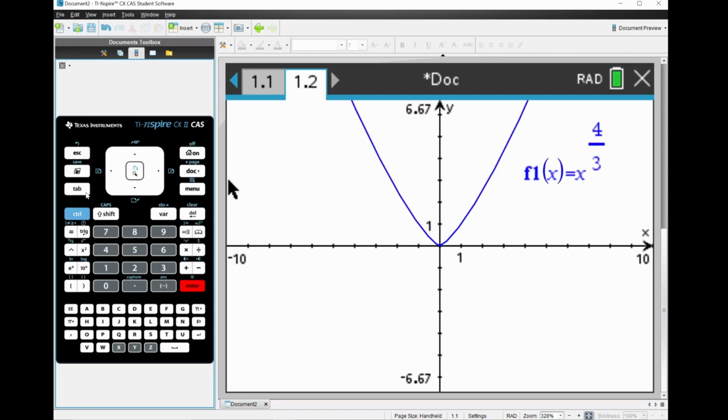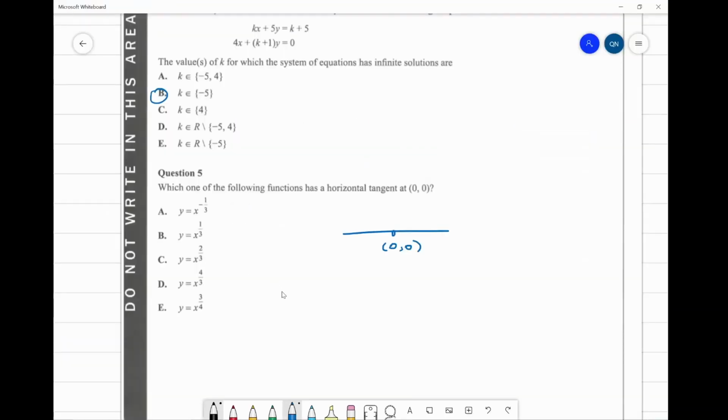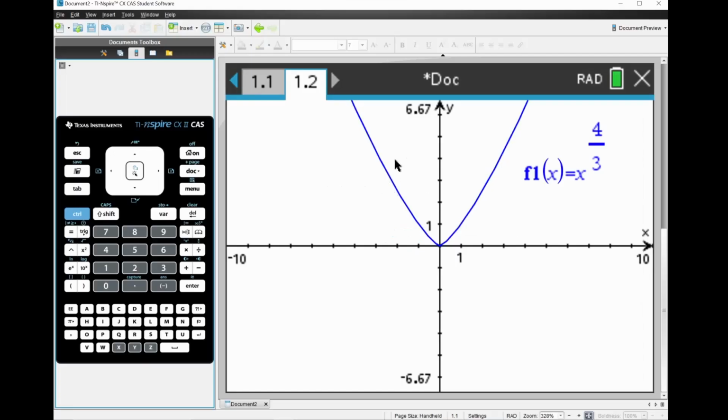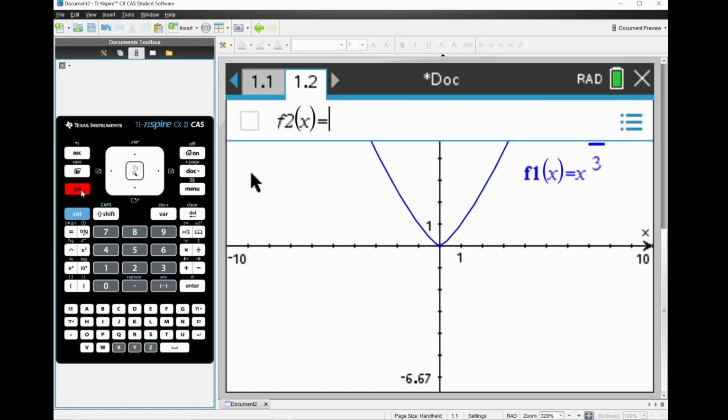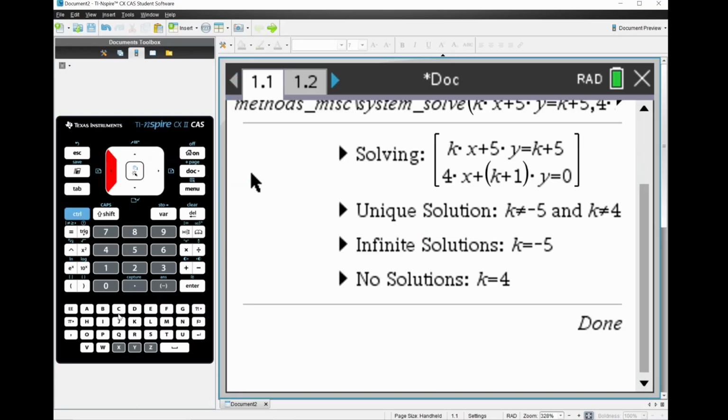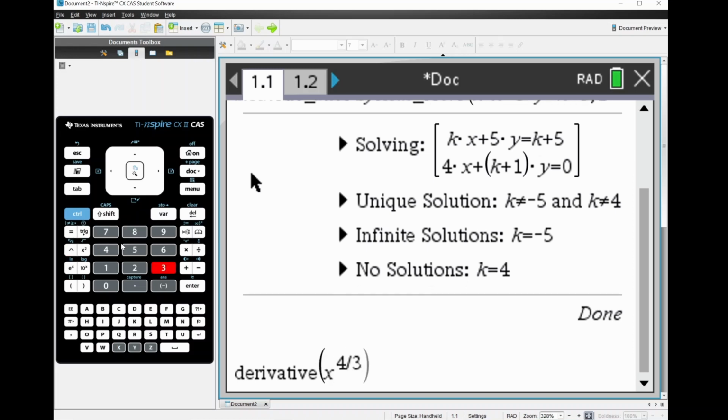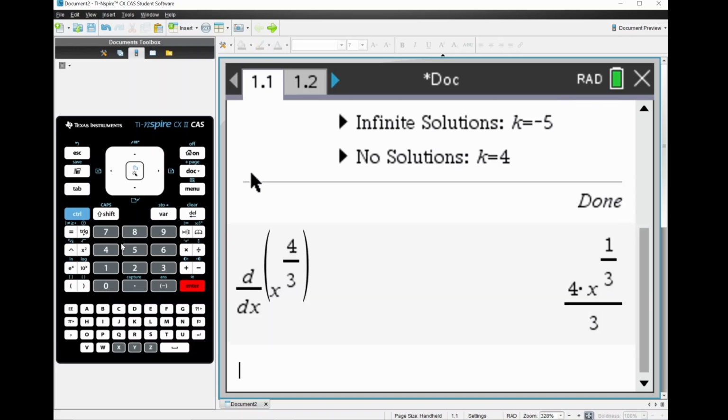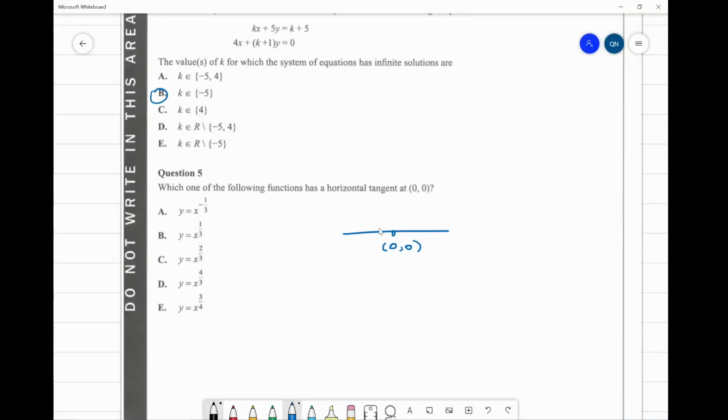4/3. I think this might work over here. Looks like we have a horizontal tangent if we have 4/3 there. Right, yeah, it should work, because if you take a look at the derivative of x to the 4/3, and then you evaluate this at 0, because this is still a positive power, you're going to get 0. So it should be E. Hopefully I got that one right.